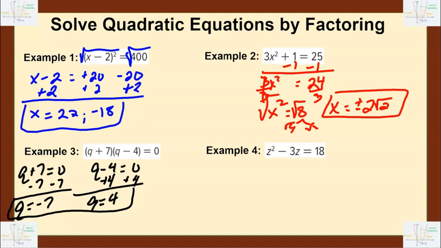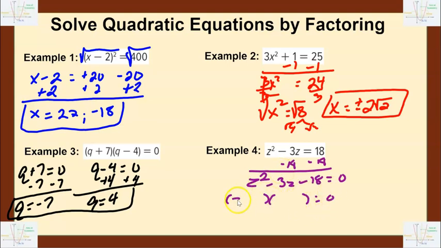Example 4. Here I'm going to make this a trinomial, so I'm going to subtract 18 on both sides, and I'm left with z squared minus 3z minus 18 equaling 0. So now I have to think, what do I multiply to get negative 18, but if I add them together, it gives me a negative 3. So since my c is negative, I know one of these numbers is positive and one's negative.